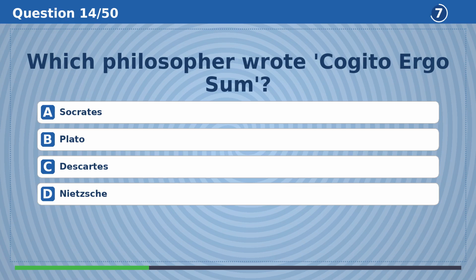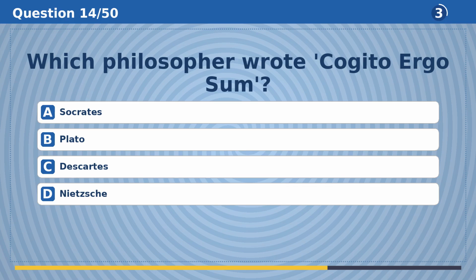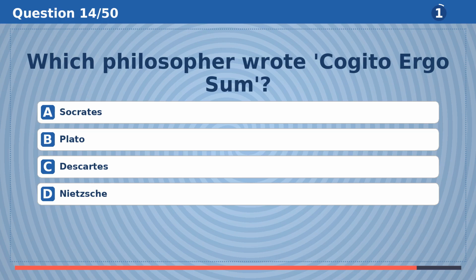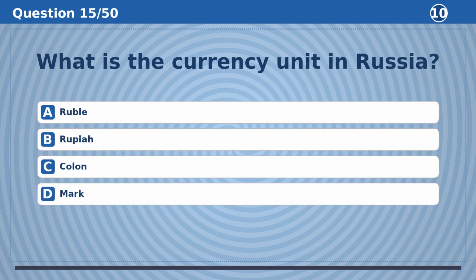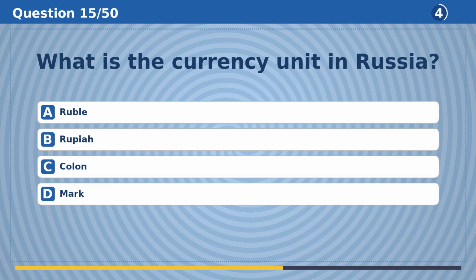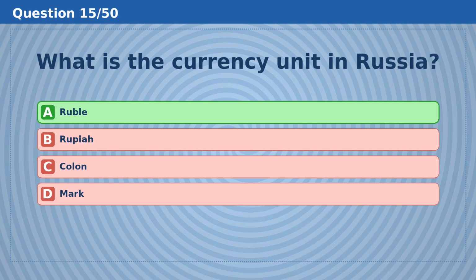Which philosopher wrote Cogito ergo sum? The answer is C. Descartes. What is the currency unit in Russia? The answer is A. Ruble.